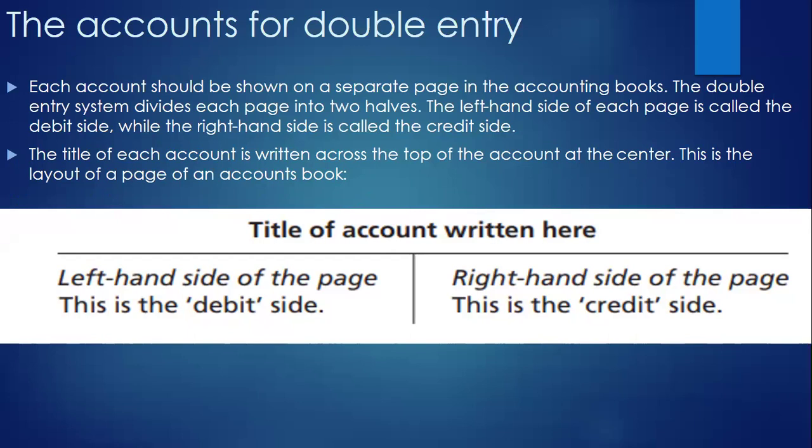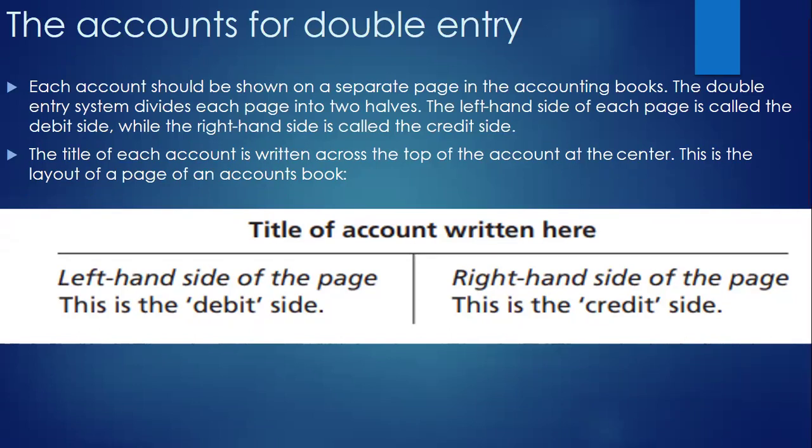So what is double entry basically? That means for any transaction that we need to record in our books, it must affect two sides. So any transaction that takes place has to be recorded into two sides.